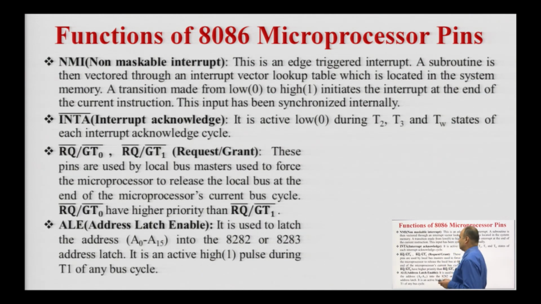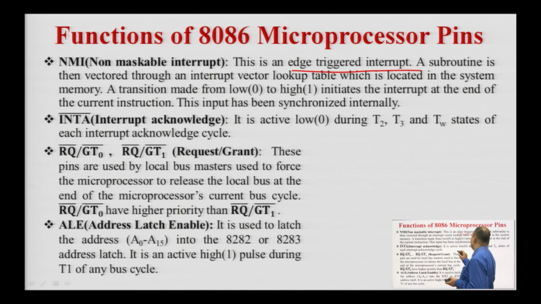Next is the NMI, that is non maskable interrupt. This is an edge triggered interrupt. It is a hardware interrupt. A subroutine is then vectored through an interrupt vector lookup table. Whenever this non maskable interrupt occurs on this pin, the processor will immediately transfer the control from the main program to the interrupt service routine. The interrupt service routine will start at the vector location, execute, and return back to the main program. Since it is a non maskable interrupt, the processor will respond immediately. In response to this hardware interrupt, the processor will generate the interrupt acknowledge signal with the help of the INTA pin.